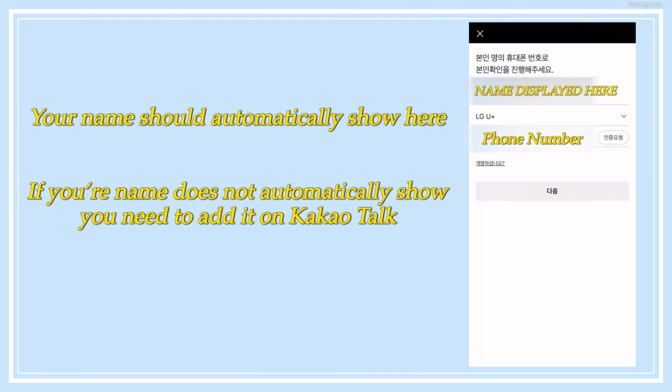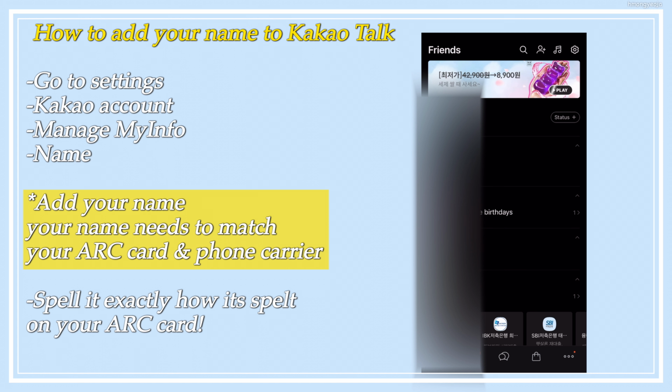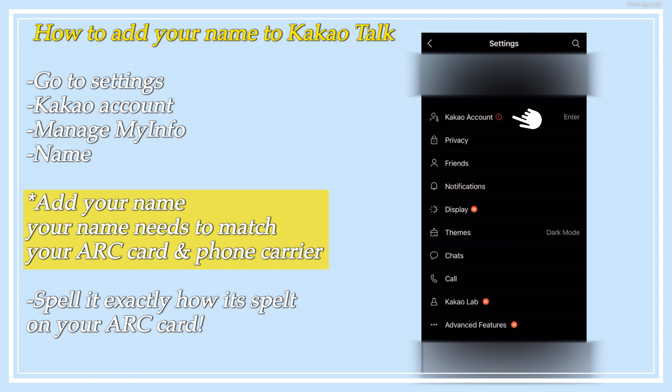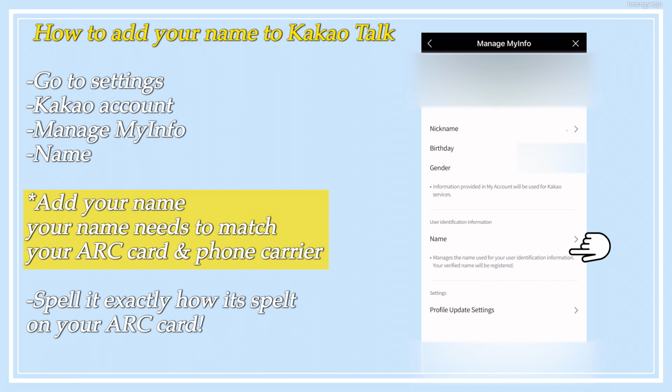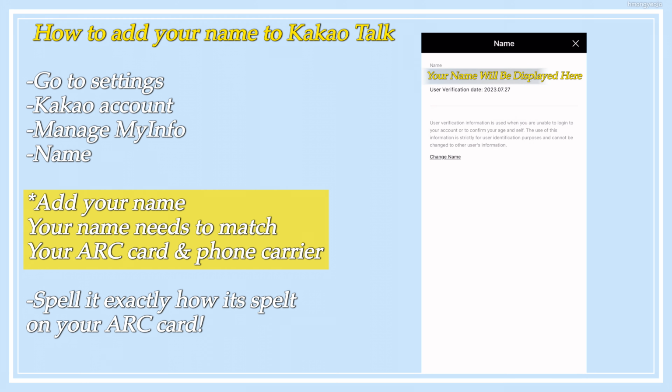On the next page, we will need to do a text verification. Your name should automatically appear on here. If it does not appear on here, then you will need to add it on KakaoTalk. To add your name to your KakaoTalk profile, go to Settings, Kakao Account, Manage My Info, and add your name. Your name needs to be spelled exactly how it is on your ARC card and phone carrier. If they do not match, then you will not be verified.